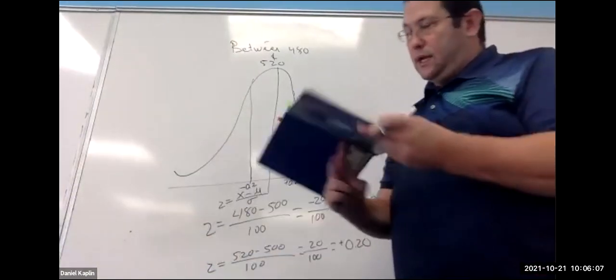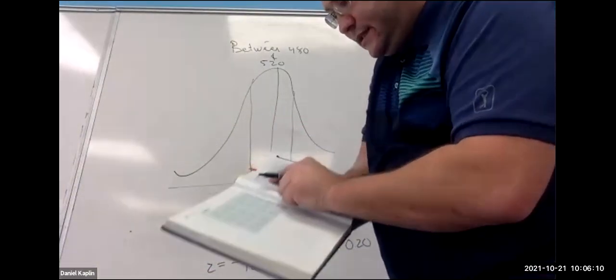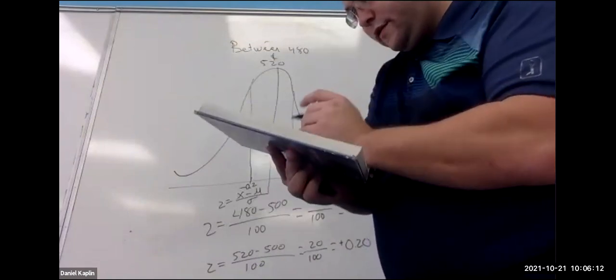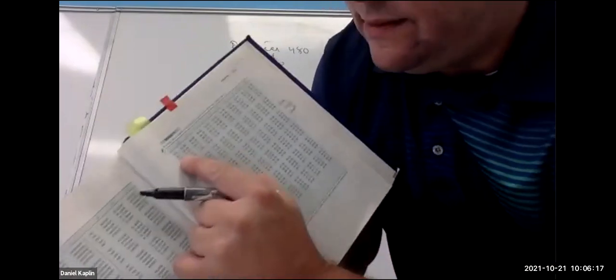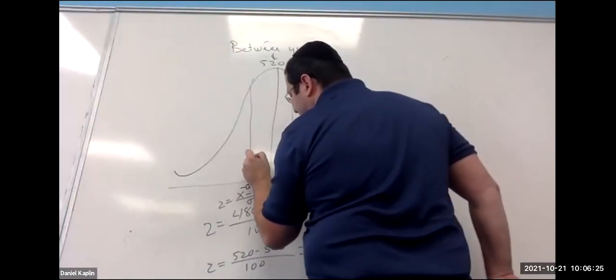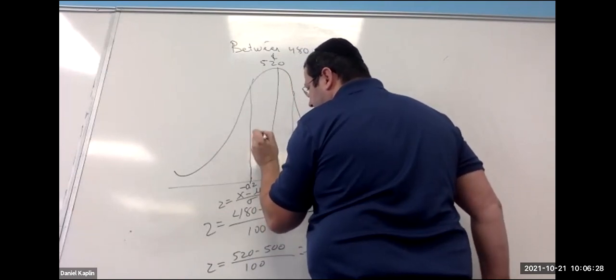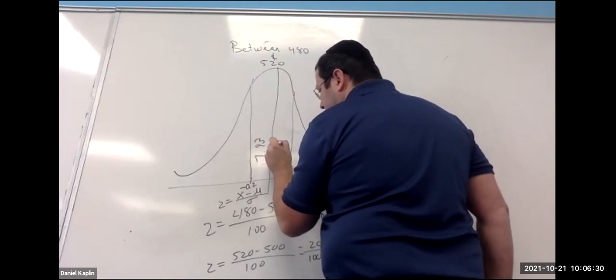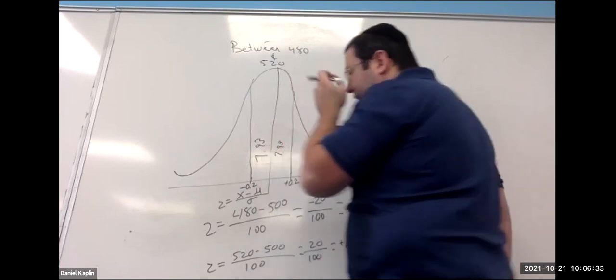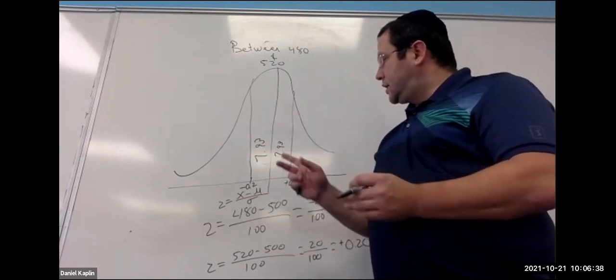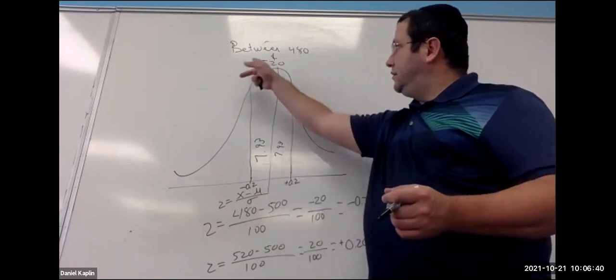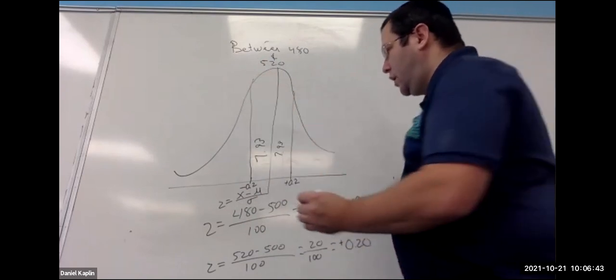So I'm going to go to my table. And in the book, it says positive 0.20, area under the curve is 7.93. Now I'm going to show you that right there, 7.93. And so negative and positive are the same, 7.93 and 7.93. Now the question is, what percent of cases occur between 480 and 520?